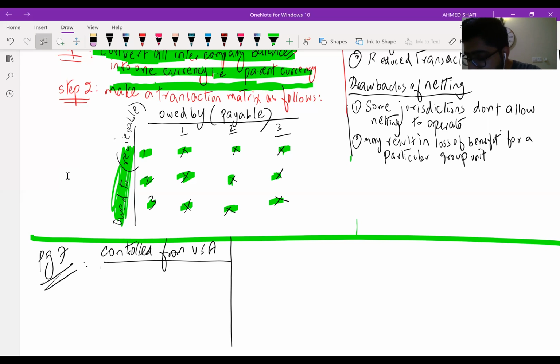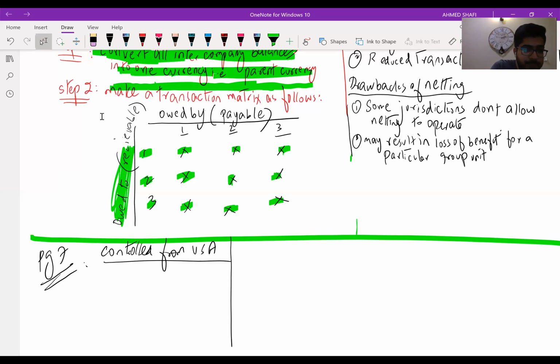Requirement: calculate net payment between subsidiaries after netting of intercompany balances. You need to find the net payment after netting off, so you need to apply the netting off technique. So how does the netting off technique apply? Let's start.